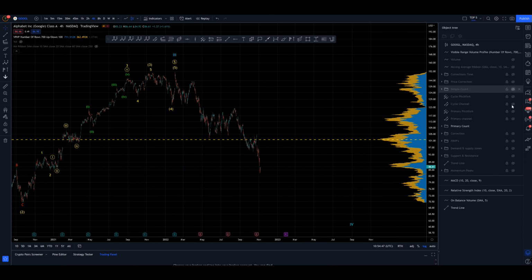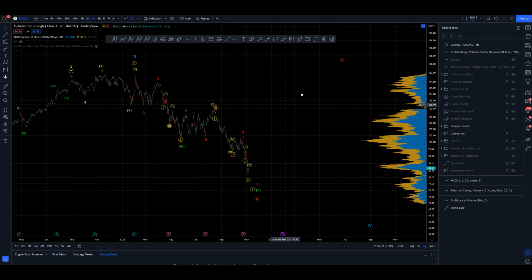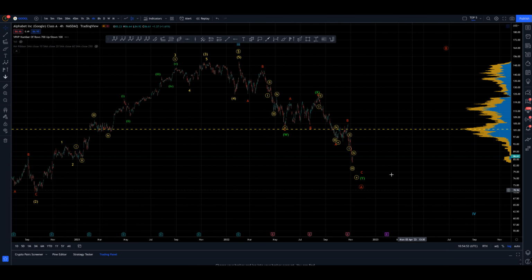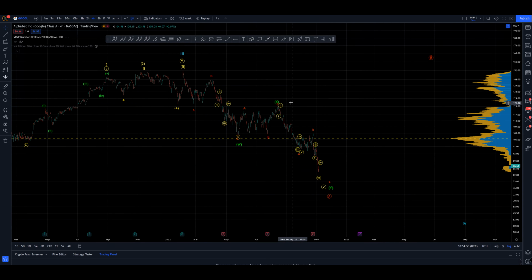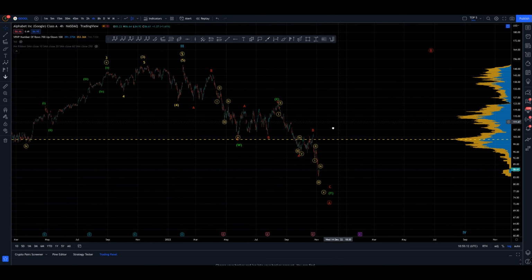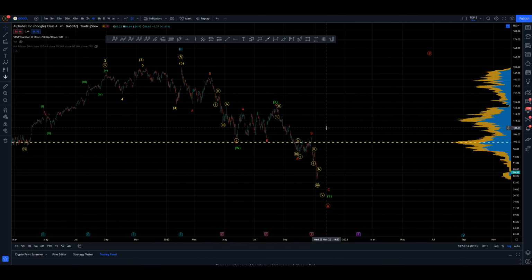Let's just bring up the actual correction I've got here so far. So I'm viewing this as a double zigzag. There is an argument to say you could just view it as an impulse, but if we try to count it as an impulse, then we're locking ourselves into a zigzag pattern, because a zigzag starts with 5 and the retracement in the B is likely to be more limited than it would be in a flat.